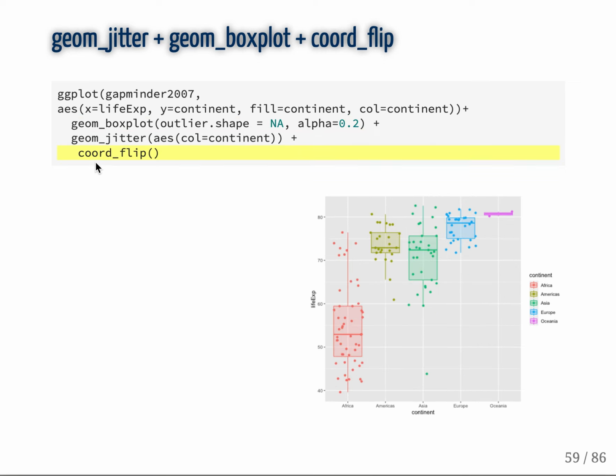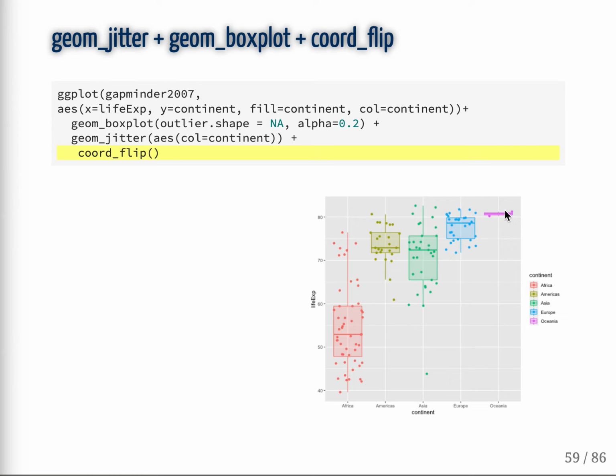Here I use the coordinate layer to flip the x and y axes. Now life expectancy is on the y axis and continent is on the x axis. So you can see I added all these different things piece by piece to make the plot a little bit more interesting. Every single time, you should be able to interpret the plots as well.